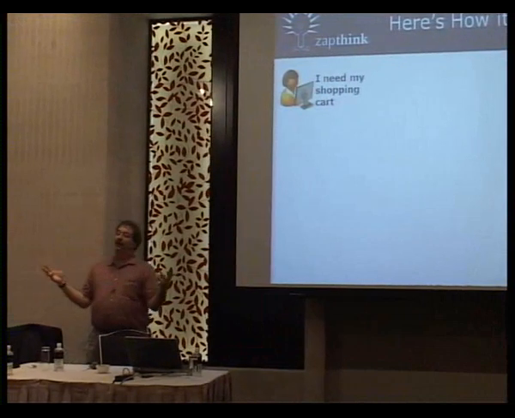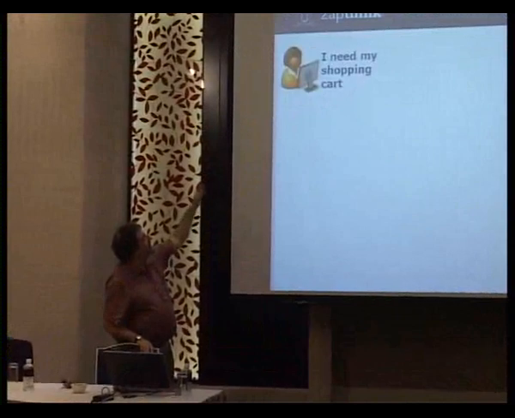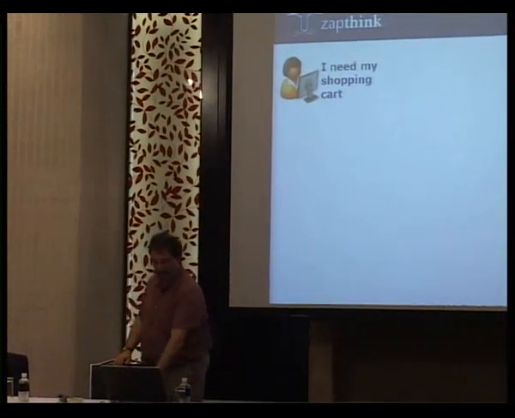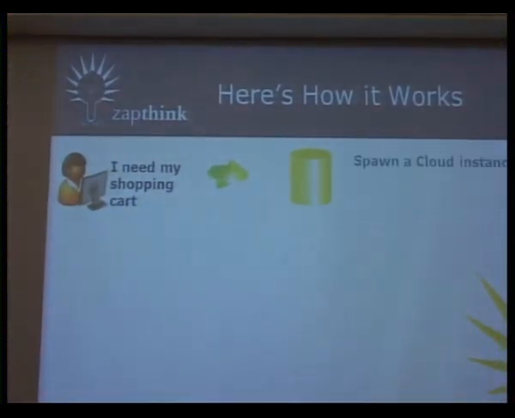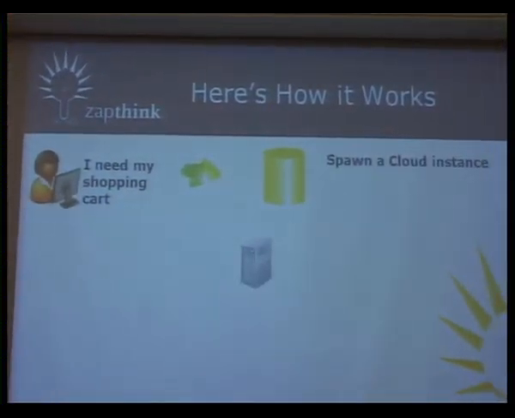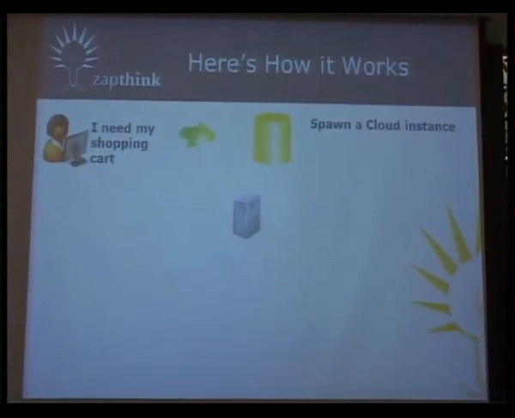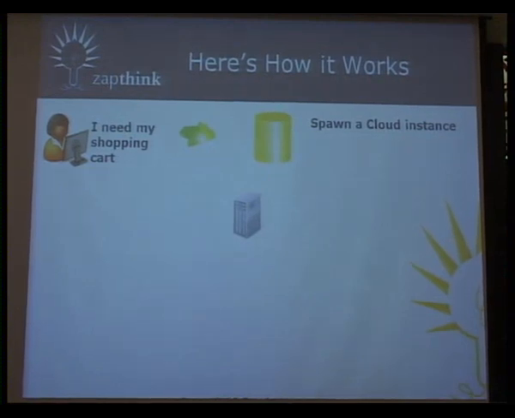Let's say we're on the Amazon shopping cart. We're on the Amazon website and we want to use the shopping cart. So here's the client. They need the shopping cart, right? Because they want to buy a book or whatever it is. So make a request of the Amazon server. And what does the Amazon site do? Well, it spawns a cloud instance to handle this particular customer and their shopping cart today.